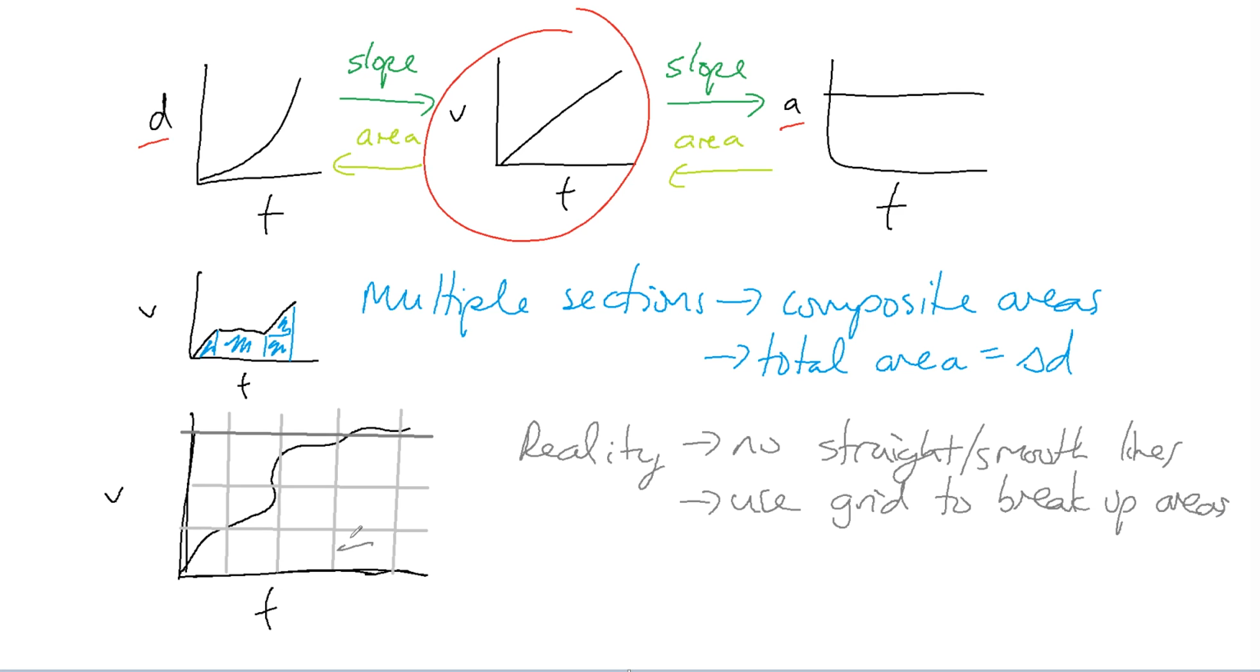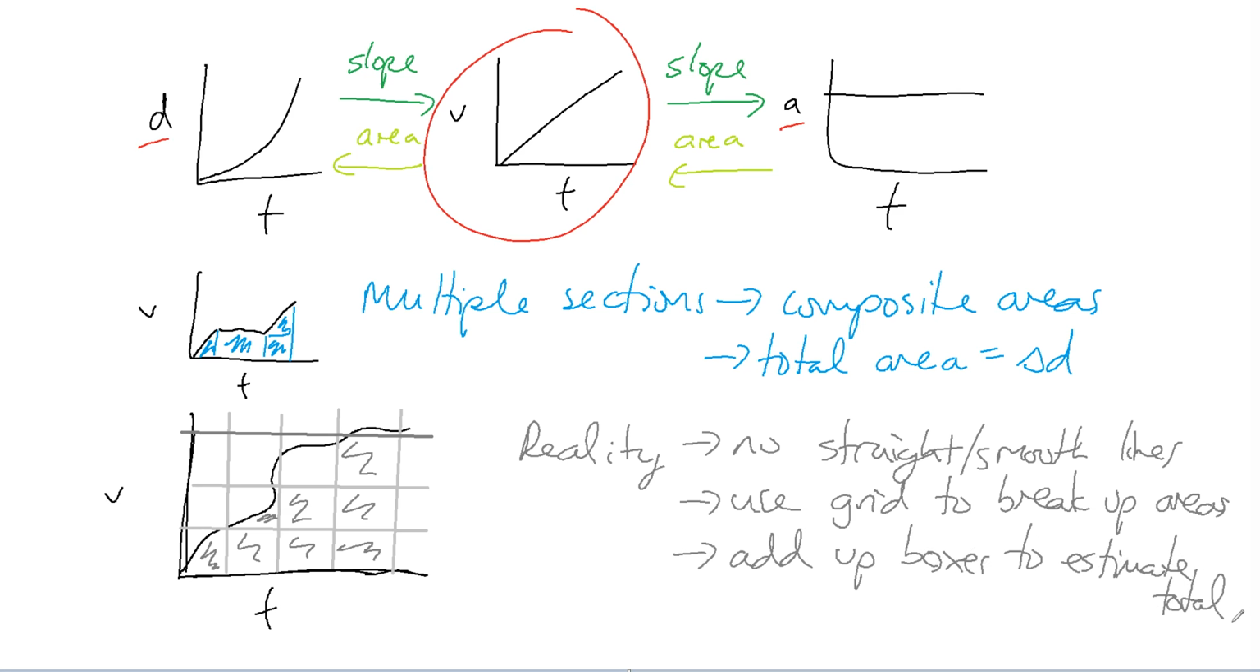So, like you count, here's a full box. There's 1, 2, 3, 4, 5, 6 full boxes, and then you start putting partial boxes together, like this box over here and this box over here, sort of combined to make one. And you add up the boxes in order to estimate the distance as best you can. You use a grid to break up the areas, and then you add up the boxes in order to estimate the total.